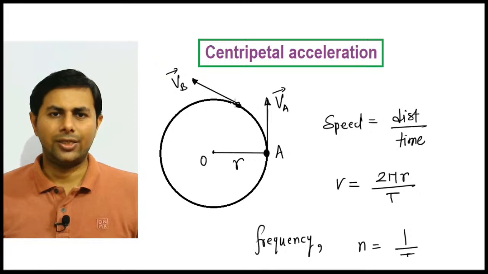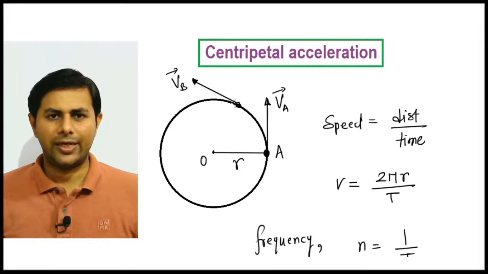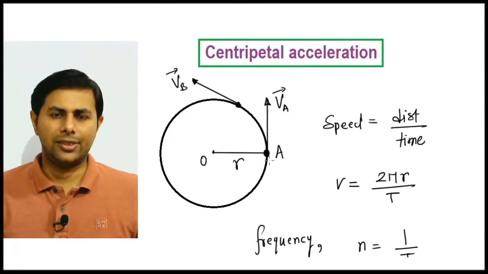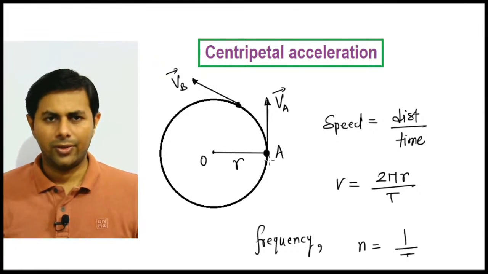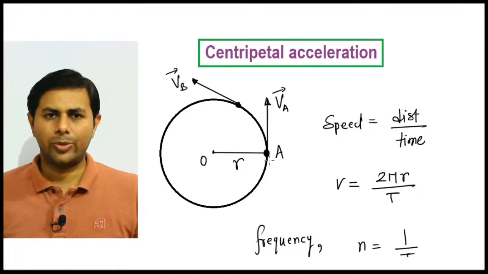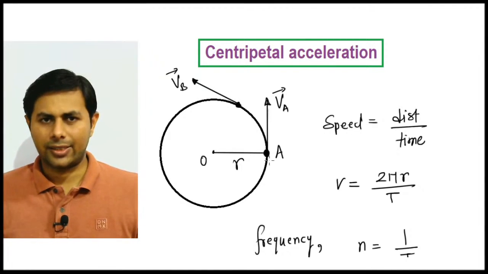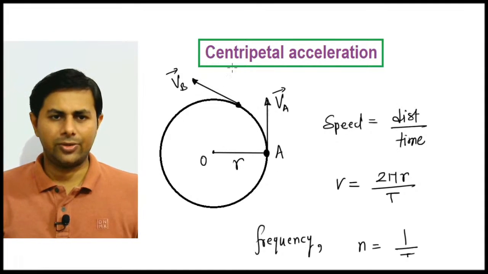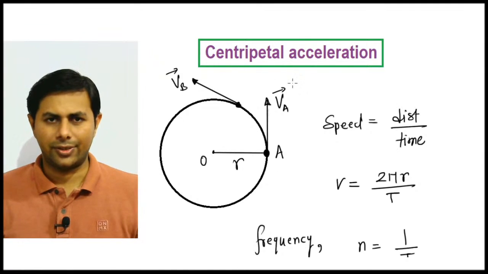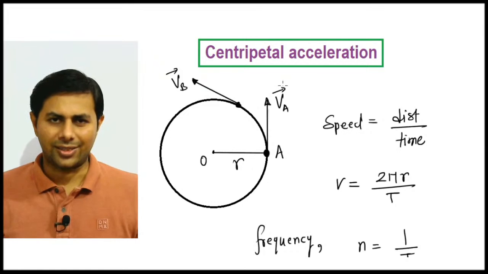So the acceleration is always directed along the radius and towards the center of the circle, and that's why it is known as the centripetal acceleration. Okay, so in uniform circular motion, the acceleration is always directed along the radius and towards the center. So it is center seeking acceleration, or we also say it is centripetal acceleration, or also the radial acceleration.